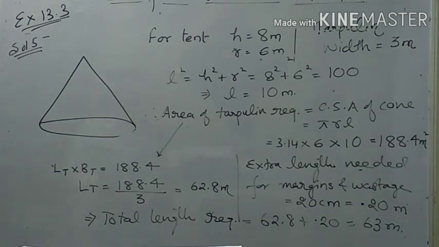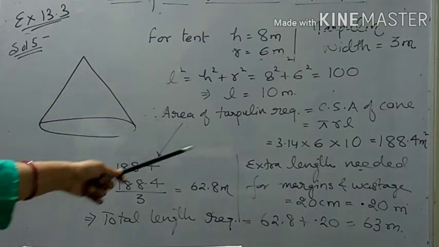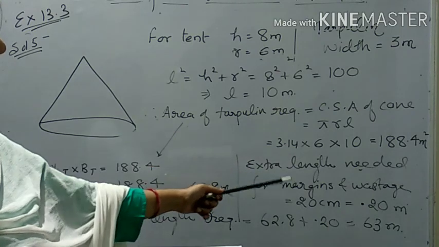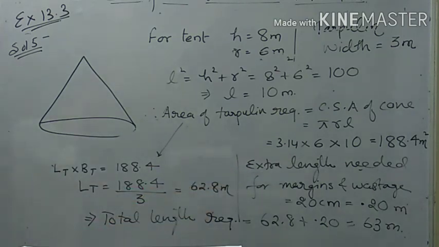So according to the problem, the area of tarpaulin required should be equal to the CSA of the cone. क्योंकि हमको इसी कोन के लिए बनाना है. कोन हमको किससे बनाना है? tarpaulin से. So the area of both the tarpaulin and the cone should be equal. Thus, the area of the tarpaulin required will be pi RL. By putting the value, we will get it is equal to 188.4 meter square.